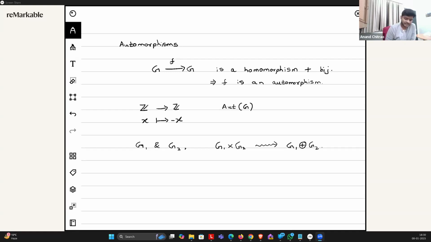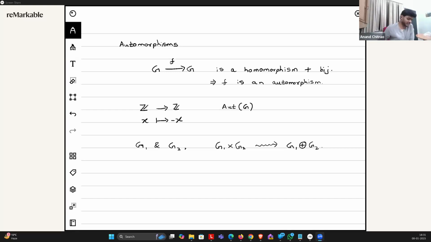Is this fine? This construction, starting from two groups, G1 and G2: you can take the Cartesian product of their underlying sets and give it the component-wise product operation, and that will give you a new group. Can you give an example?